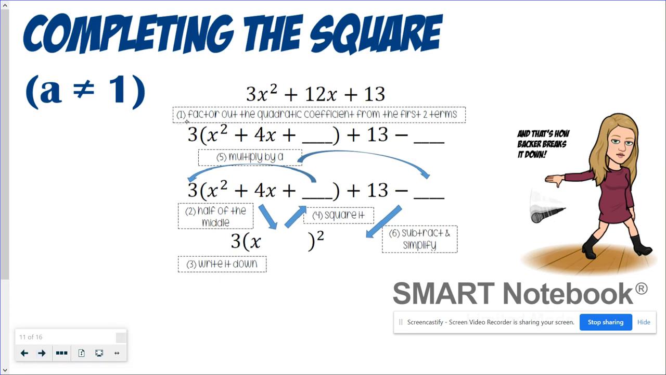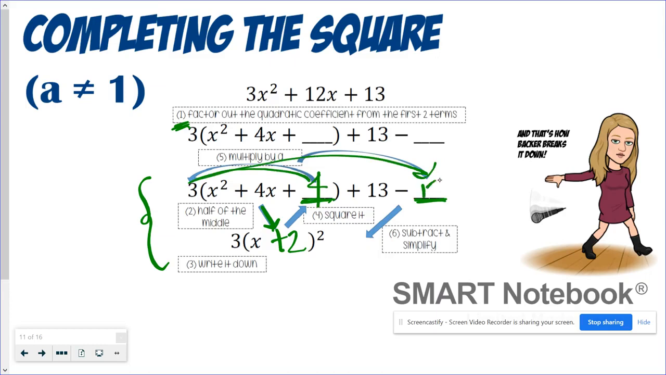Step 1, factor out the quadratic coefficient from the first 2 terms. Then get ready to complete the square, where you have your positive blank after your linear term, your negative blank after your constant term, and you set up your square. And then it's 5 simple steps: half the middle, write it down, square it, multiply by a, subtract and simplify. And that's how Backer breaks it down.